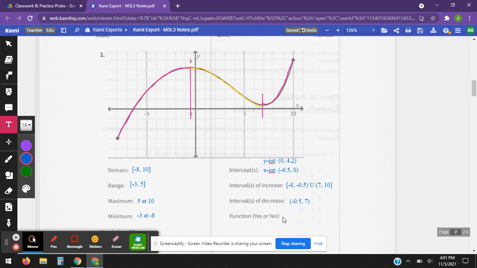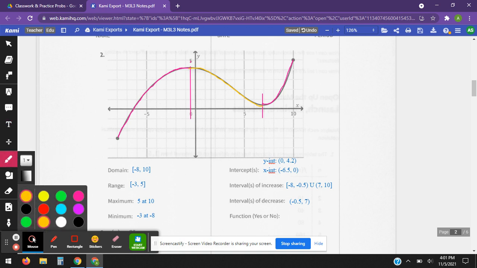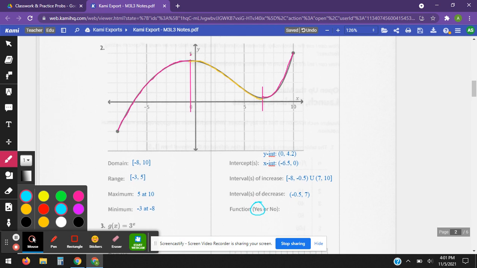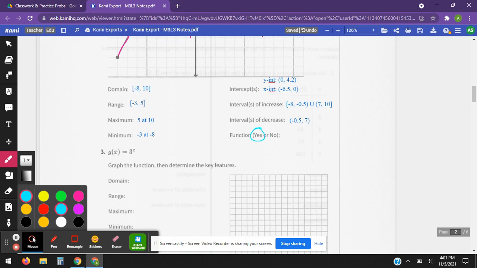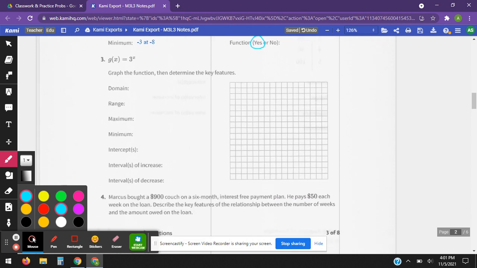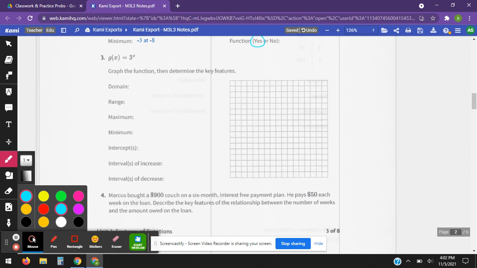Is this a function? Yes, it is. So let's put a yes on here, because every x value only has one spot, it passes the vertical line test. All right, this one. I am going to go ahead and do a quick little table over here. Do this one back in green.